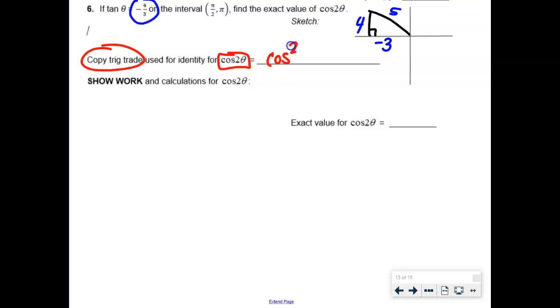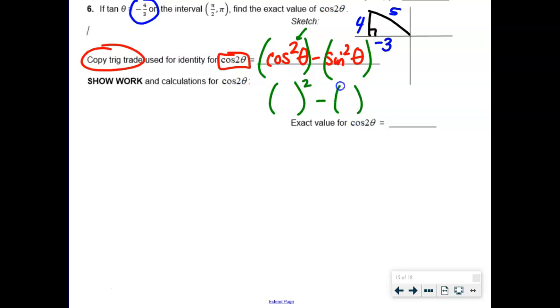So it's cosine squared minus sine squared is the first one. If you like the other ones better, that's fine. Now, again, I think this will make a world of difference if you put parentheses around this. But the only thing you have to be careful about in using this identity is the squared. So when I go to write down the ratio for cosine, I have to remember to square it. And same thing for the ratio for sine.